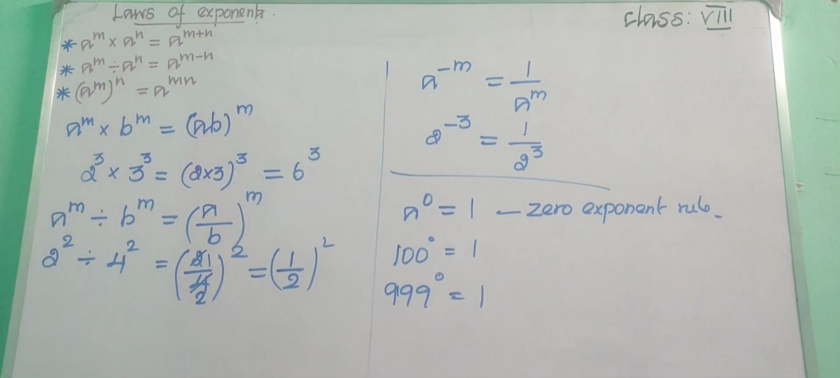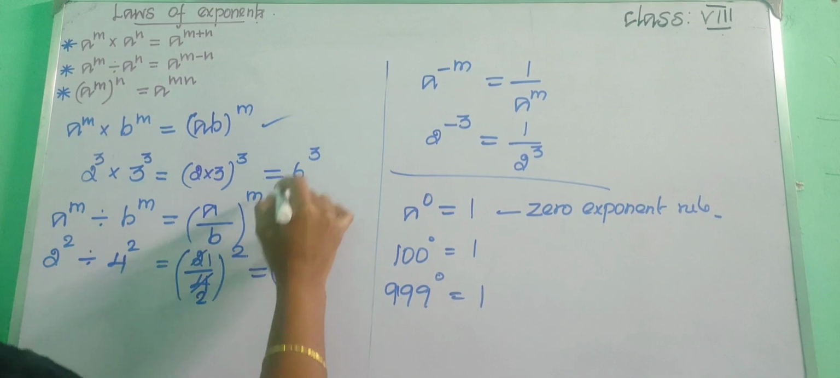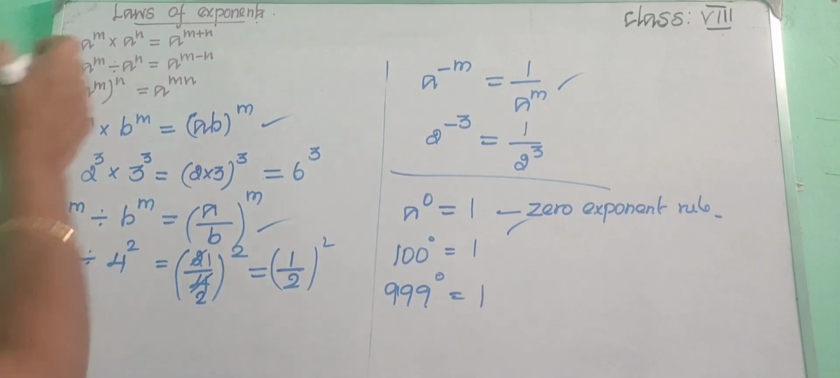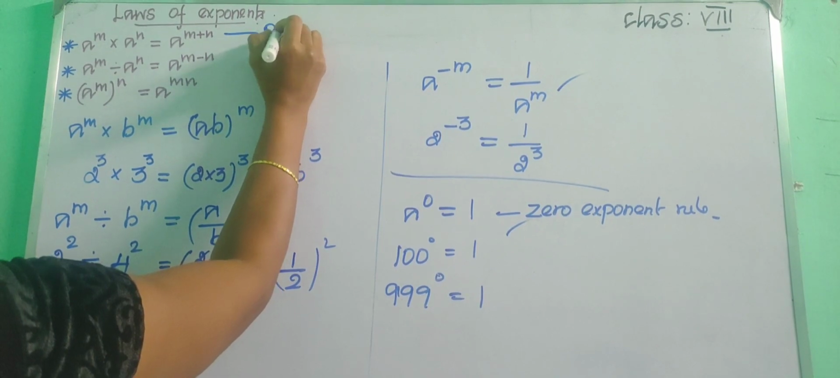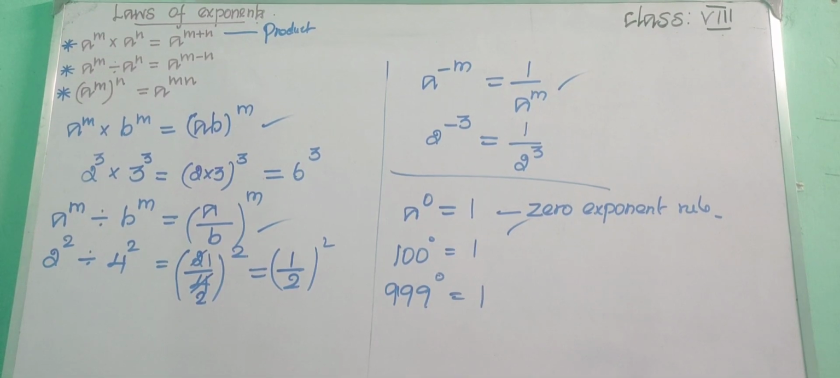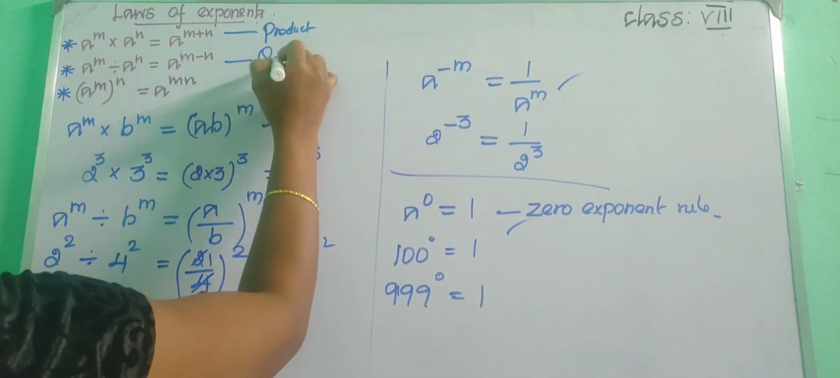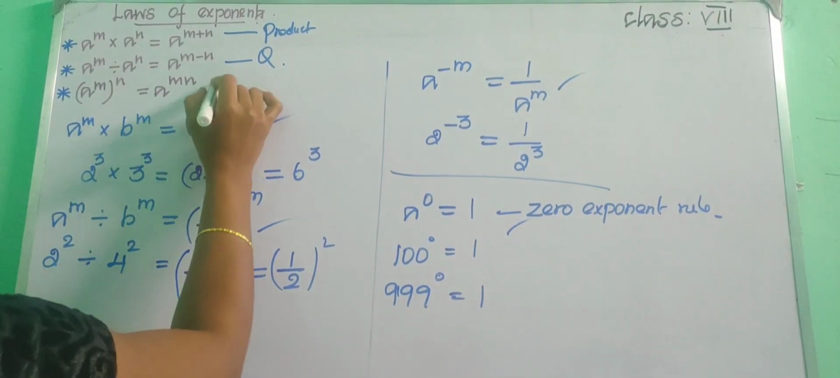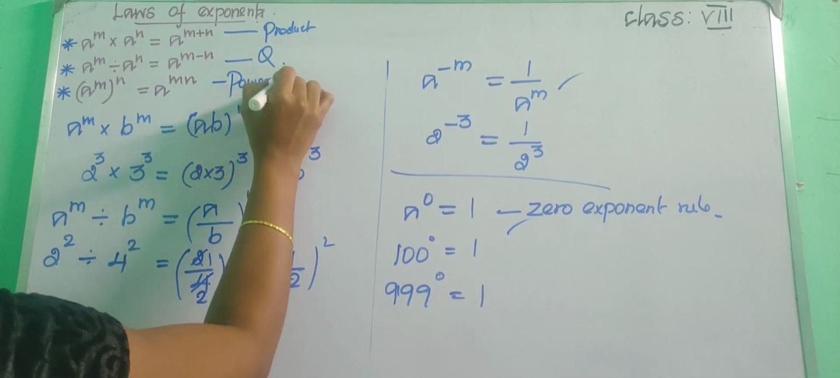Okay children, so totally 7 rules are here: 1, 2, 3, 4, 5, 6 and 7. Product rule means a power m into a power n equal to a power m plus n. What is the quotient rule? a power m divided by a power n equal to a power m minus n. And what is the power law? a power m the whole power n equal to a power mn.